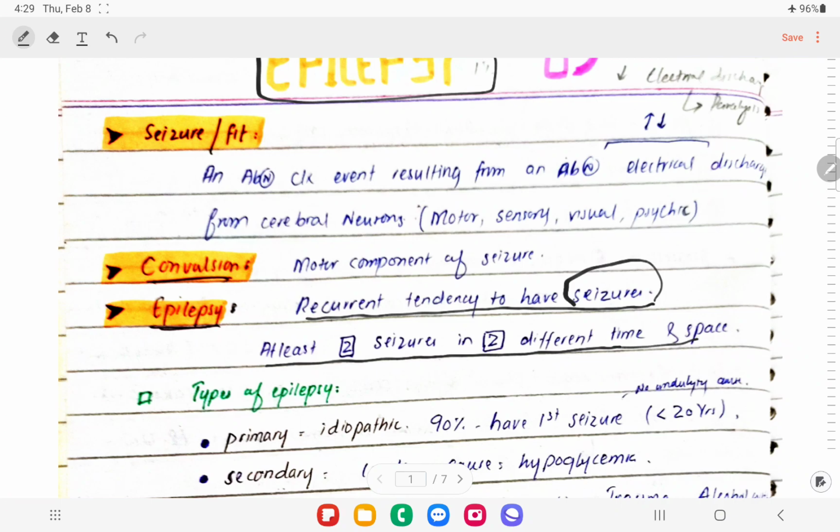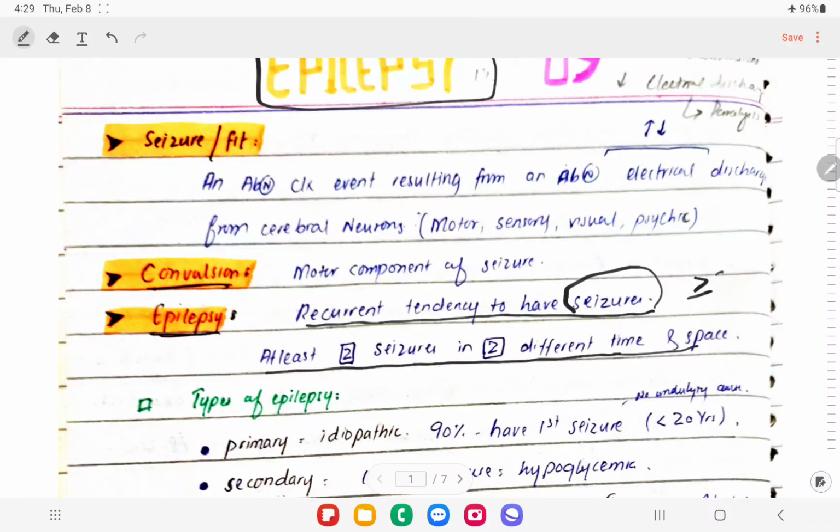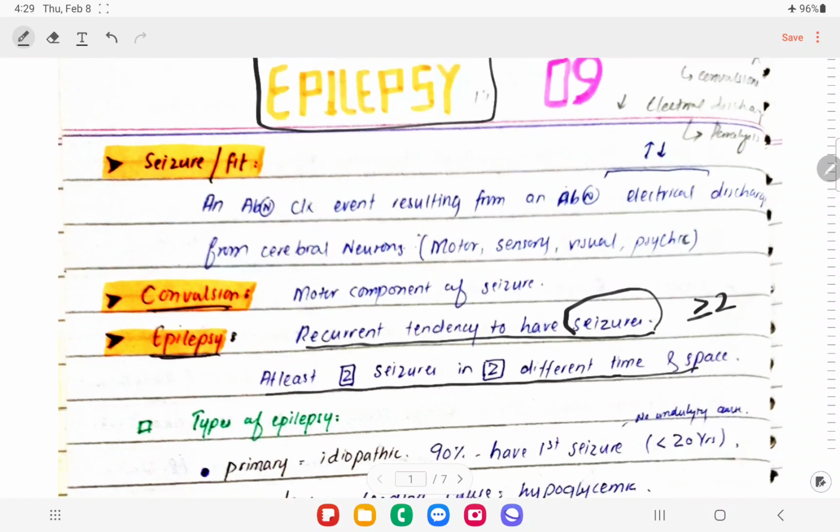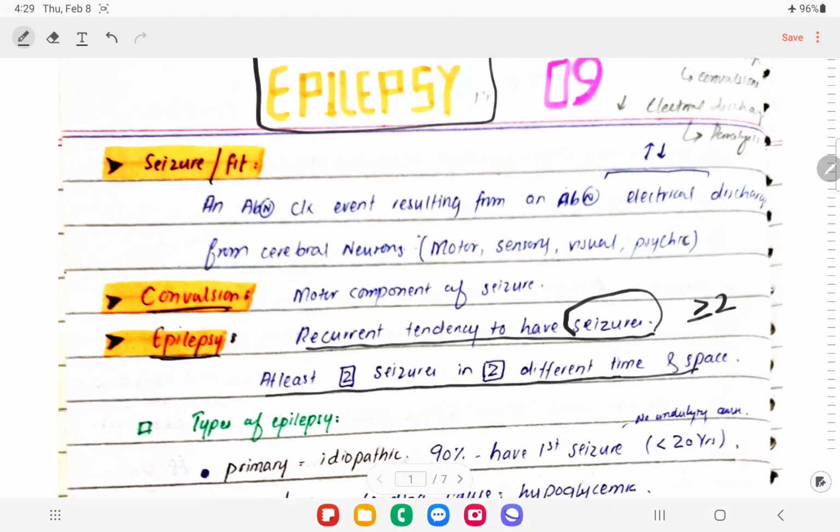So basically, we can say that if a patient has two or more unprovoked seizures, we're going to call it epilepsy. So how are we going to define a seizure? A seizure is basically an abnormal clinical event that results from abnormal electrical discharge from the cerebral neurons. So it can be from the motor cortex, it can be sensory, visual, or psychic, right?